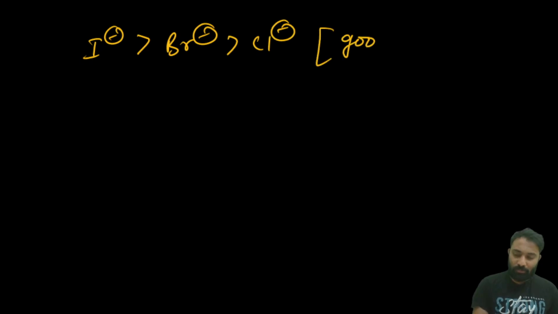I minus is a good leaving group. Next, Br minus is a good leaving group. Cl minus is also a good leaving group. These are some good leaving groups in order. Clear? Then N2 is also a good leaving group.